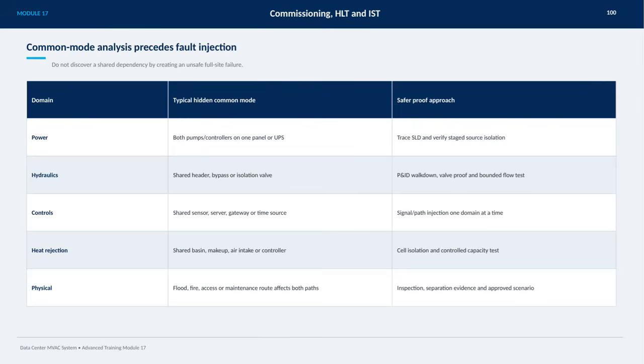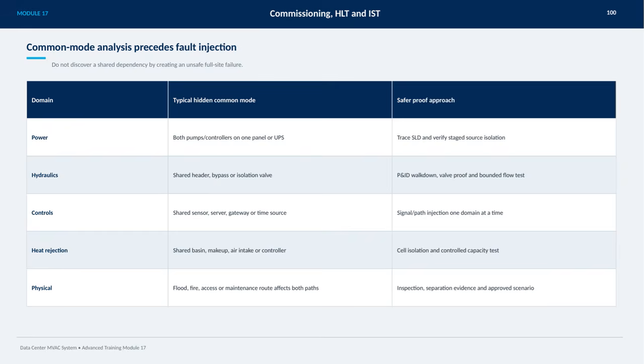On this slide, we focus on the crucial step of common mode analysis before conducting fault injection. The key idea here is to avoid uncovering a shared dependency by inadvertently causing an unsafe full-site failure. We approach this methodically, examining several domains where hidden common modes often appear. For power, this means checking if both pumps or controllers rely on the same panel or UPS, and carefully tracing the single-line diagram to confirm staged source isolation.